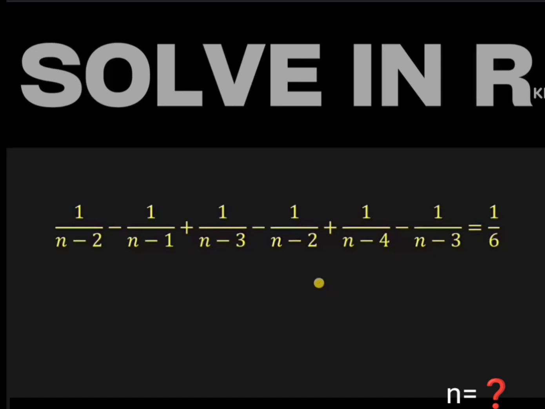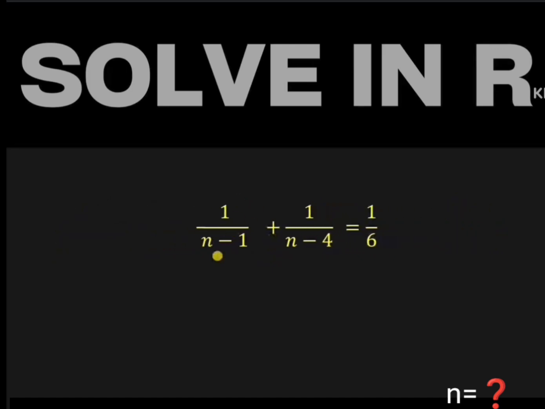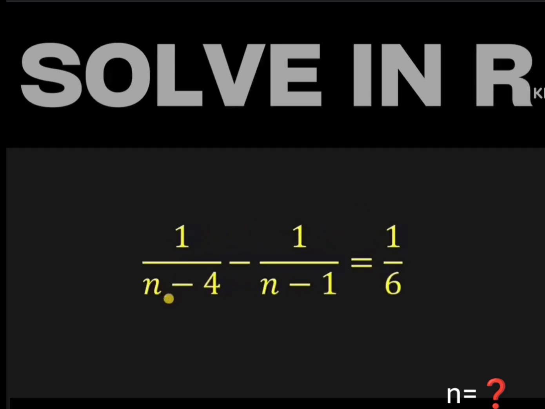Now, why is this important? Because take note that we can cancel out 1 over (n minus 2) right over here and negative 1 over (n minus 2) right over here. Also, we have positive 1 over (n minus 3) and negative 1 over (n minus 3). So this simplifies to negative 1 over (n minus 1) plus 1 over (n minus 4). Now, let's focus on this equation and rearrange some terms a little bit. So we have 1 over (n minus 4) minus 1 over (n minus 1) equals 1 over 6.